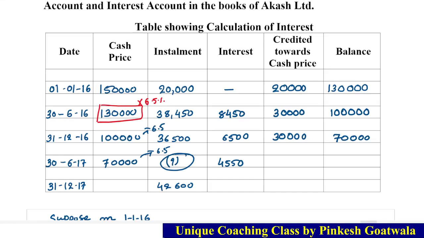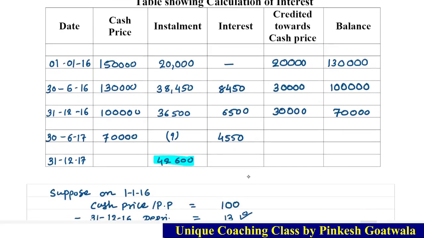So now how to complete this table? We all know that if the cash price is not given, in that case we can start our calculation from the last installment, right? So here we can start from the last installment, 42,600. We have to just put this step. What is the rate of interest? 6.5. So 106.5 and 42,600. So what will it be in case of 6.5, right? We have to just put this step.